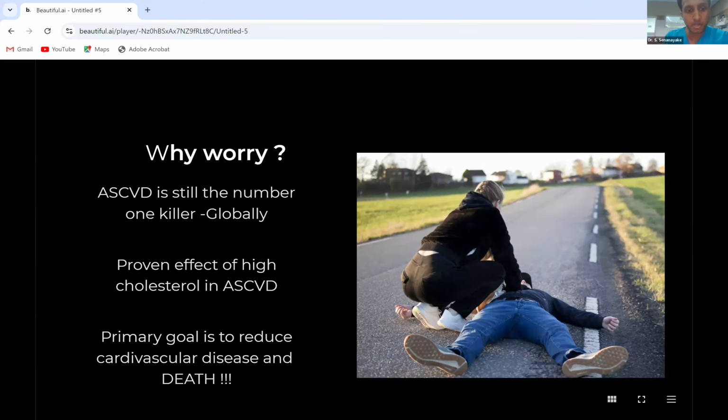Proven effect of high cholesterol in atherosclerotic cardiovascular disease. So it is proven that it plays a major role in the development of atherosclerotic cardiovascular disease. So the primary goal is to reduce cardiovascular disease and death. That would be your ultimate target when we talk about preventative cardiovascular medicine.